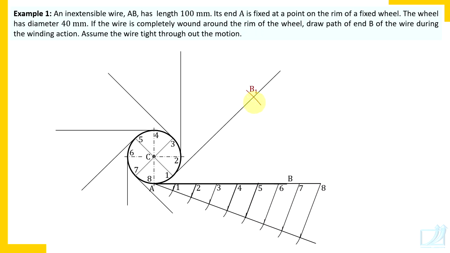Let's label it as B1 on tangent 1, B1. And what is the length of this tangent 1? The length of tangent 1 is 1b, not 1/8. Take care. 1b. Now take distance 2b in the compass.